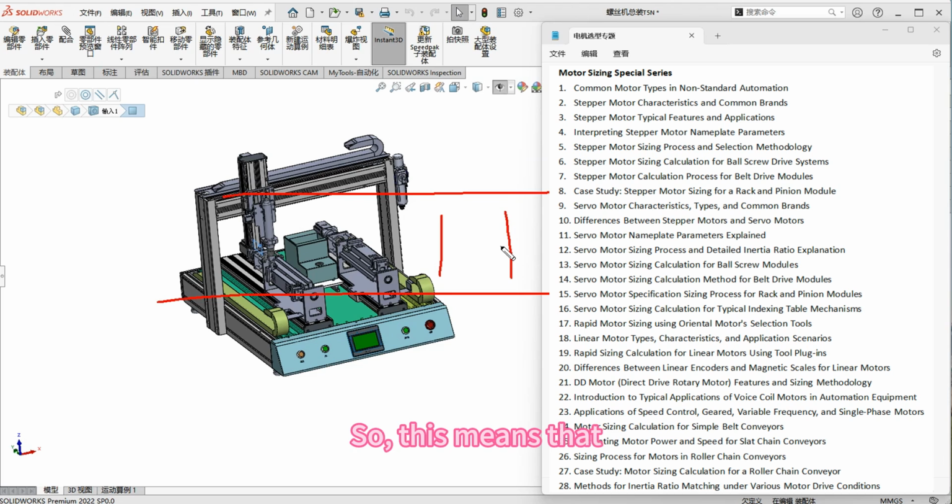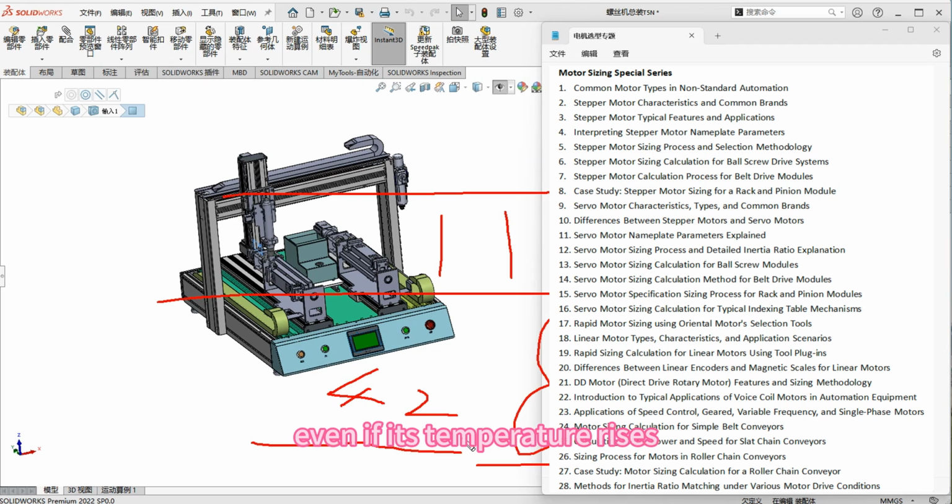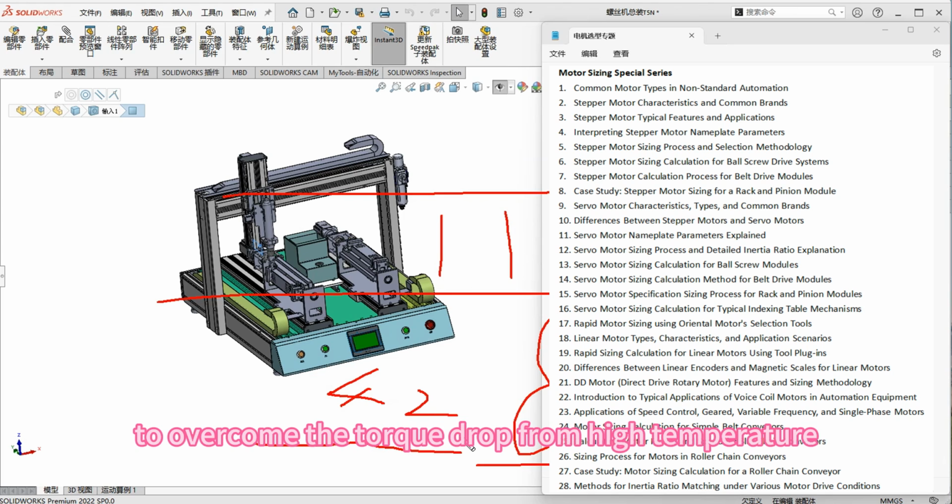So, this means that, for applications requiring continuous operation, we can use 2 methods to solve it. First, change the motor to a servo, right? Second, for instance, suppose a size 42 motor would suffice. We could instead choose a size 86. Why is that? Because in this case, even if its temperature rises and torque decreases, it can still drive the load effectively. So, this is one method to overcome the torque drop from high temperature, which causes stalling or alarms.